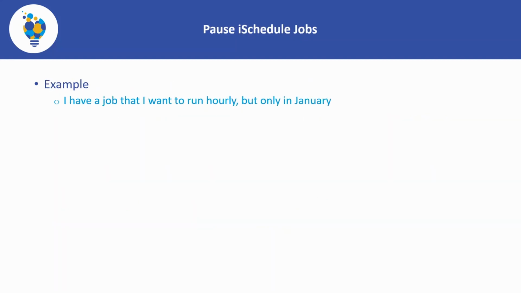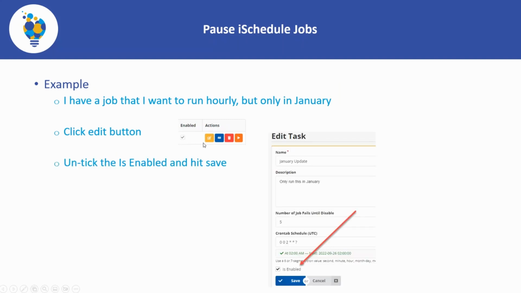Pausing iSchedule jobs. In this example, you have a job that you want to run hourly, but only for the month of January. So as soon as it turns into February, we want to disable that. So we'll click the edit button, which is this yellow button there, and it's going to bring you to the edit task screen. What you'll do is untick is enabled and hit save. So that is going to disable the job from running.